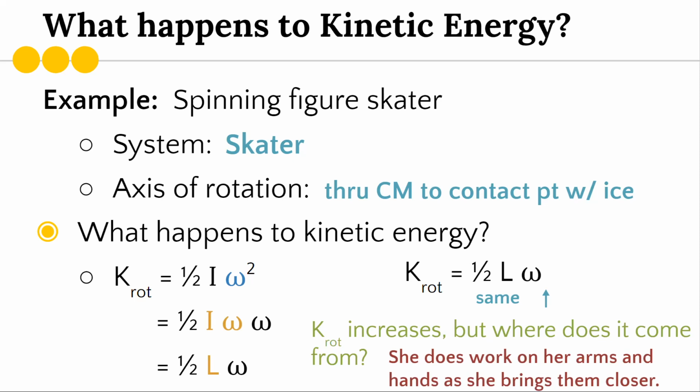She does work when she pulls her arms inward. Again, it's all internal to the system. But that's where her increase in velocity is coming from. When she pulls her arms inward, she is doing work as she brings them closer to her body. So that's where our increase in rotational kinetic energy is coming from. And again, we have the same angular momentum, but we have a change in our angular velocity whenever she does that, because her moment of inertia has changed.